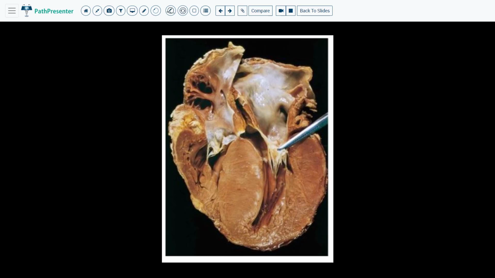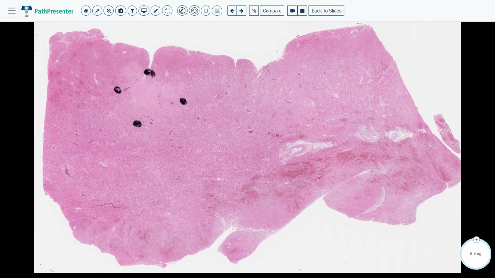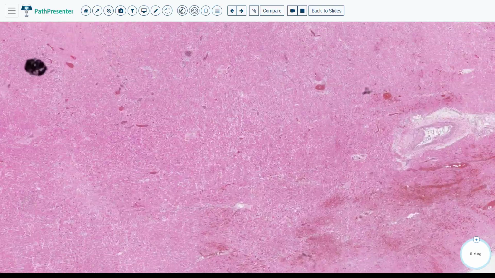Let's go on to the histology. Please ignore the dots on this slide. This is interventricular septum. There is endocardium up here, and there is endocardium down here. I'm going to take a closer look in this area right here.